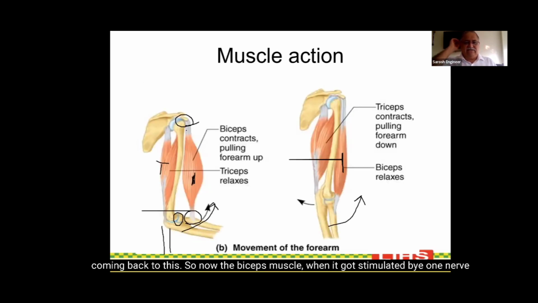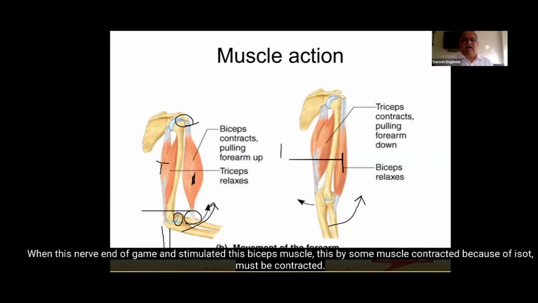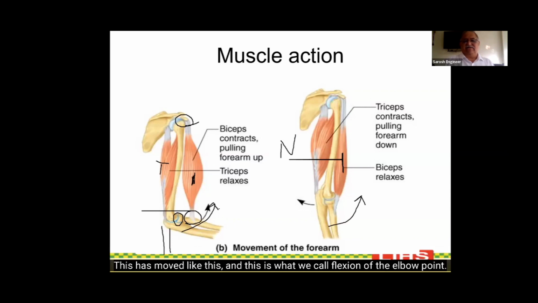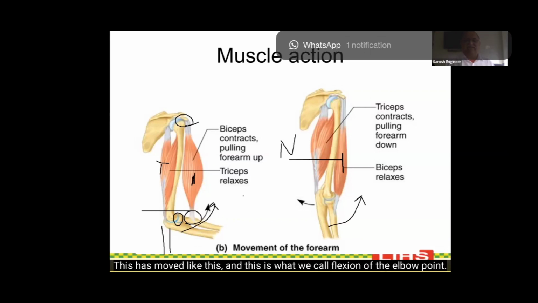So coming back to this. The biceps muscle, when it got stimulated by one nerve, when this nerve came and stimulated this biceps muscle, it contracted. Because the biceps muscle contracted, this has moved like this. And this is what we call flexion of the elbow joint.